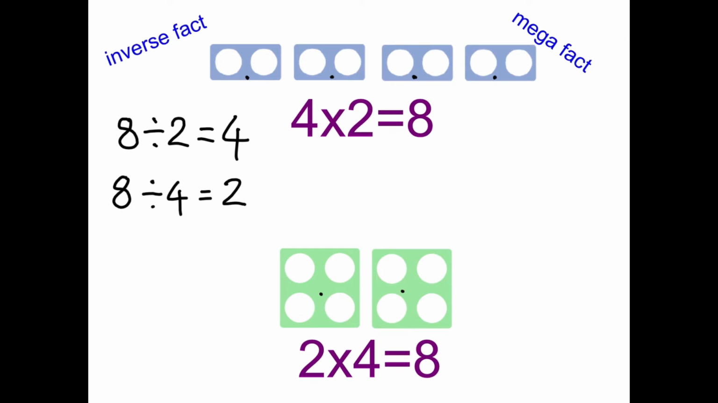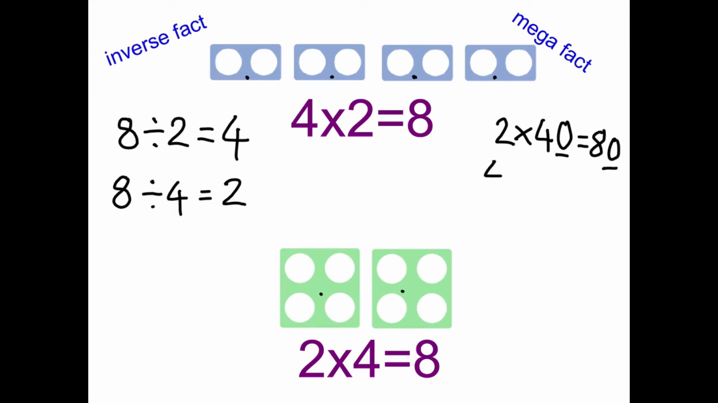So remember, with the mega facts, we're just going to add a 0. So let's add it to the 4 to start. Let's do 2 times 40. Now remember, 2 times is the same as doubling. So it's 40 add 40, which will be 80. So we've got a 0 here, a 0 here.